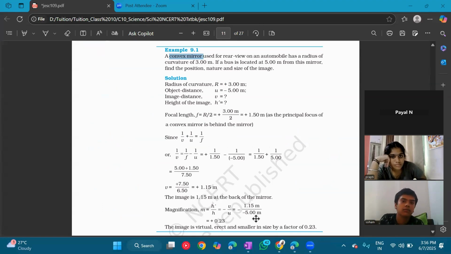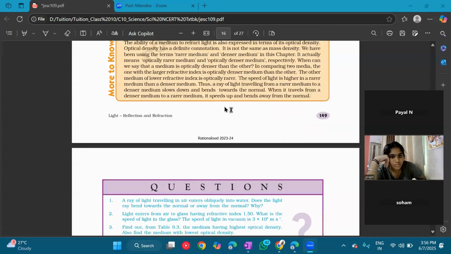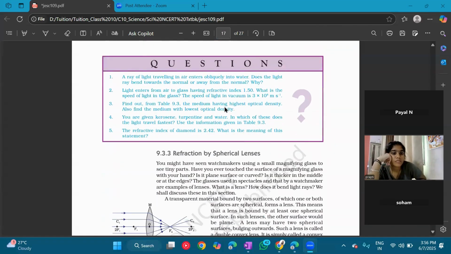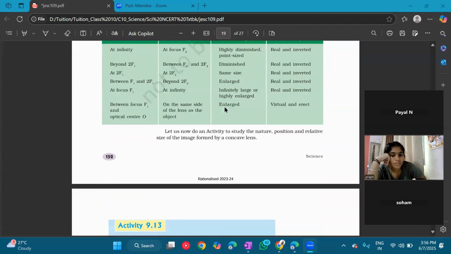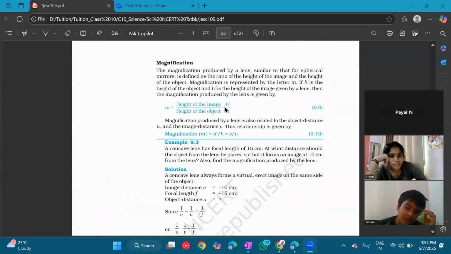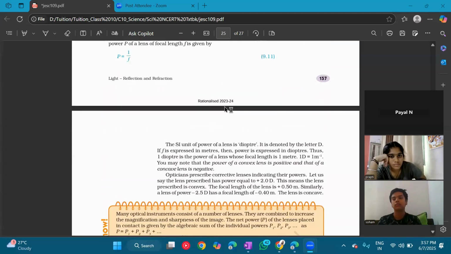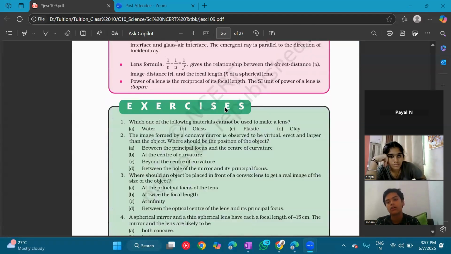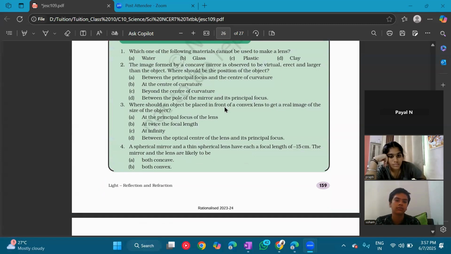Okay. Now let us see if there are certain numericals in the exercise part related to mirror, because after that lenses will begin. So again, lenses and this thing are confusing. So yes, now let us come to the exercise. Just open this part in your textbook. Opened.